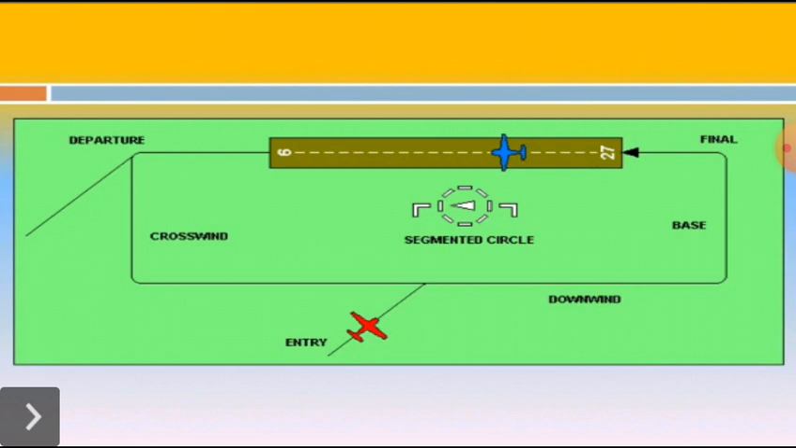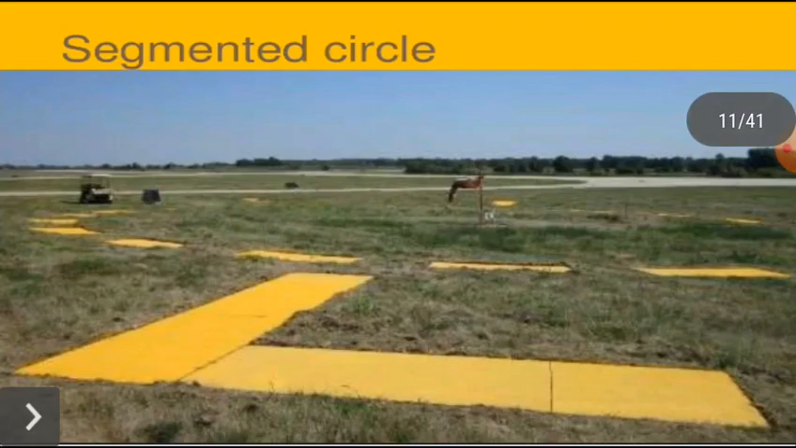As shown in the figure, the landing direction indicator is located within a segmented circle to show the direction of landing for any type of aircraft. It shows the segmented circle and its shape is a T.